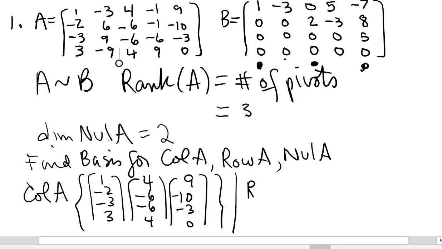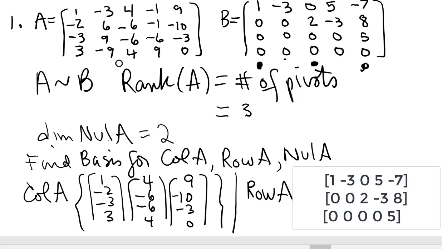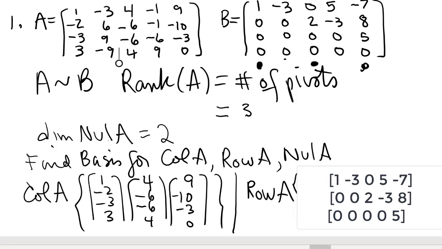A basis for row of A are the non-zero rows. We can see them in B. We can also go back to A once we've identified those non-zero rows, but I can just take them from the matrix B. So 1, negative 3, 0, 5, negative 7. We're looking at that as a row vector. And I've got that together with 0, 0, 2, negative 3, 8. These vectors form a basis for row of A.